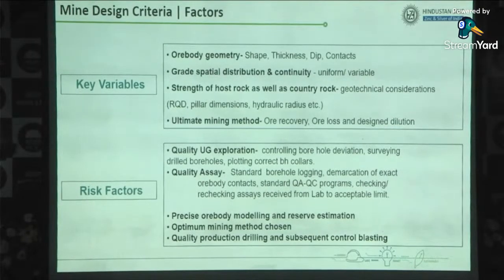Then strength of rock. We have two types of RMR, fair and good. In good RMR we are doing underhand mining, and in fair RMR we are doing overhand mining. Both types of mining we are using. Then, ultimate mining method, there are some risk factors also. During the exploration process, there will be some deviation in the holes we are drilling, and that affects quality, then ore body modeling and reserve estimation also.